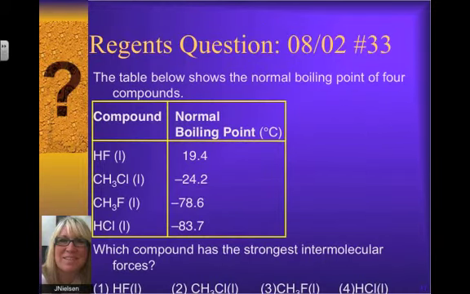So let's look at this. You have 4 compounds and their boiling points. Which compound has the strongest intermolecular forces? Well, the one with the highest boiling point. So the highest boiling point is going to be a positive value, 19.4.